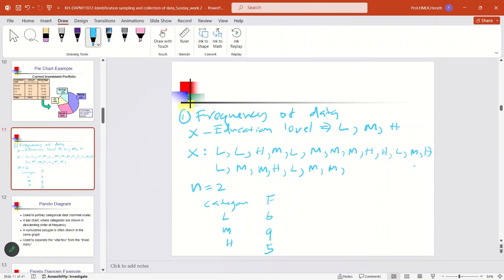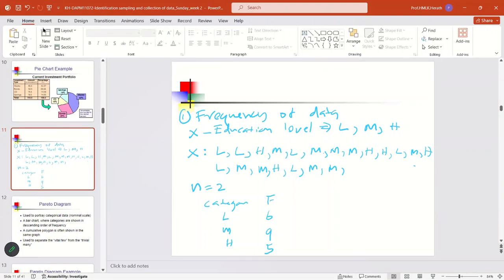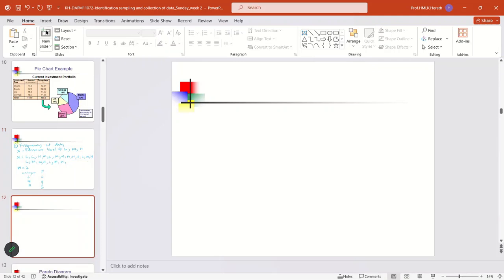And we can estimate something called relative frequency, right? We can estimate another number which is called relative frequency.